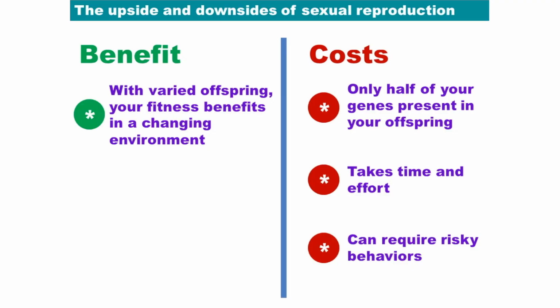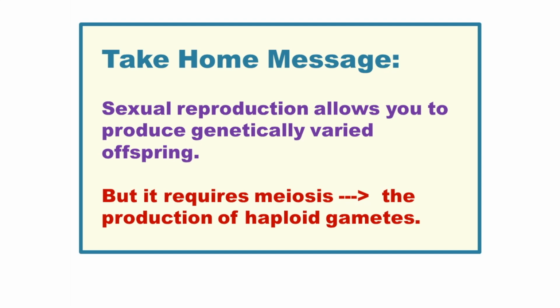It takes time and effort. You have to find a mate. You have to do the mating. There are opportunity costs, and this can require risky behaviors. In a lot of species, you've got to compete, you've got to do displays, you've got to maybe maintain a territory, all those different things. So you've got costs and benefits to sexual reproduction versus asexual reproduction.